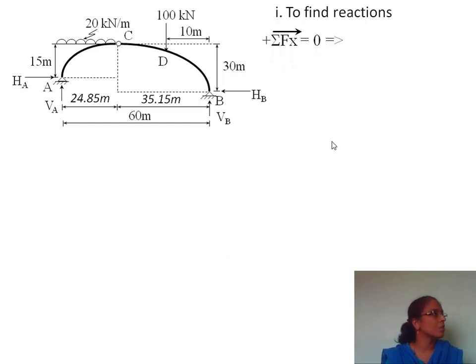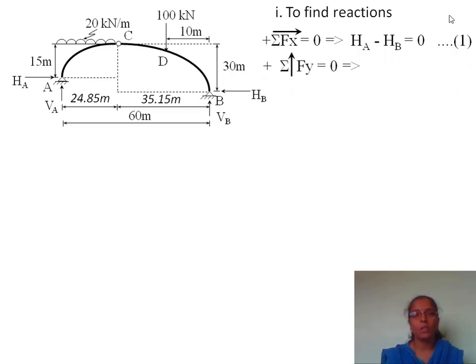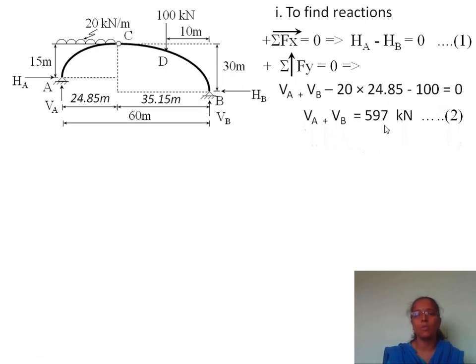The first condition is sigma Fx equals 0, which gives HA is equal to HB. Next, let us apply sigma Fy equals 0. That gives VA plus VB minus 20 into the length over which it is acting, 24.85, minus this 100 kilonewton, and equate it to 0. Therefore VA plus VB is equal to 597 kilonewton. Take this as equation 2.